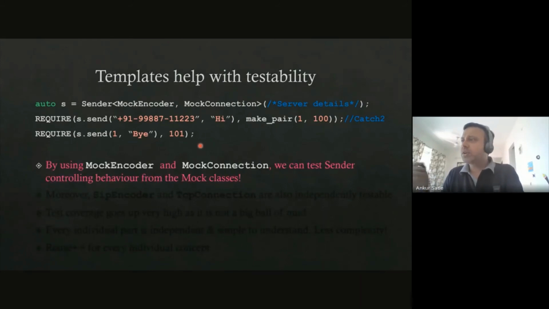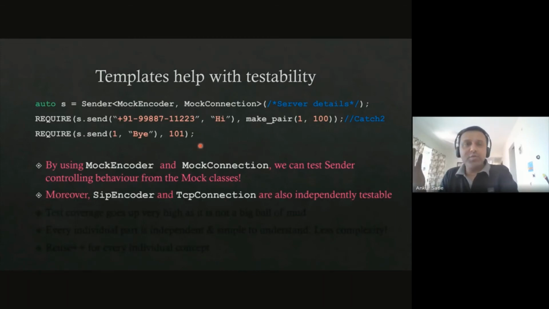By using mock encoder and mock connection, we can test the sender, controlling behavior from the mock classes. So you can have the mock cause some errors sometimes. You can have a throwing mock. You can have a negative returning mock. You can have a disconnected connection. So you can introduce these things in the code. You can have a delayed response. So when you call it, you don't get a response for, let's say, 20 seconds. We have to see how sender behaves. So you can do all of that by just mocking these classes, creating your own little classes which do the kind of behavior or misbehavior that you want to cause in order to test the entire logic of sender.